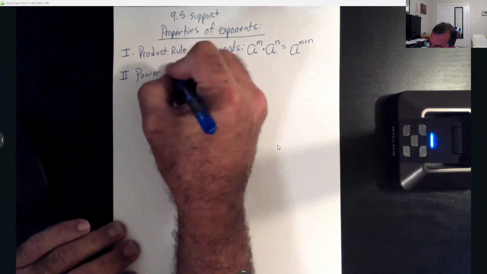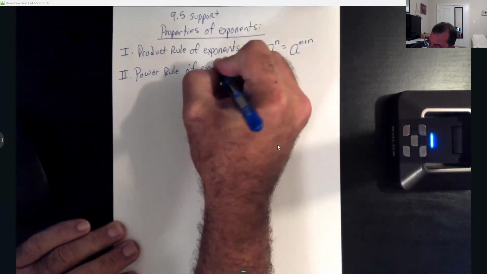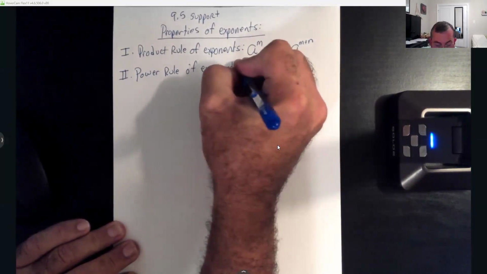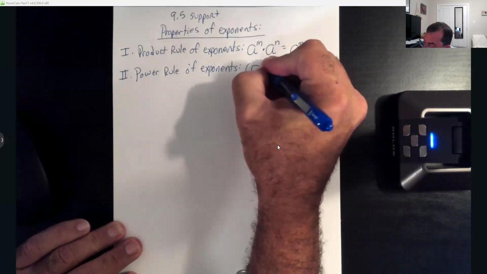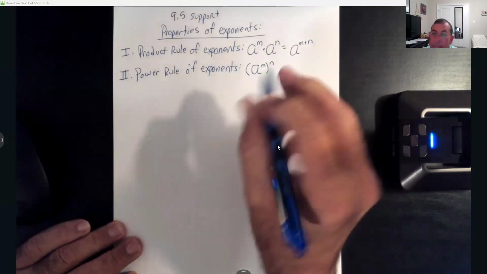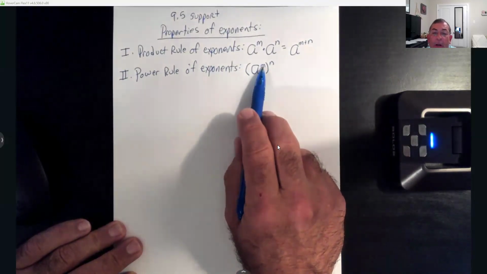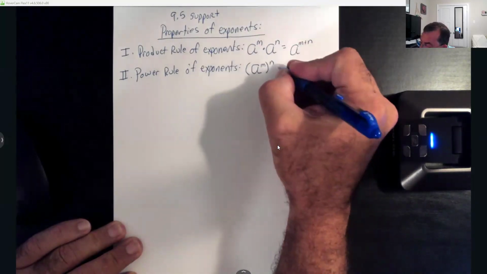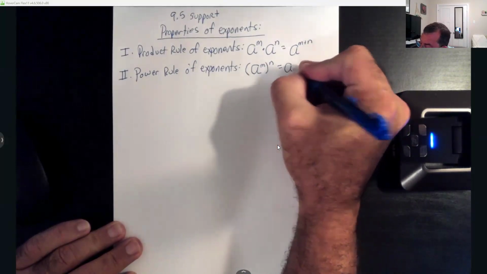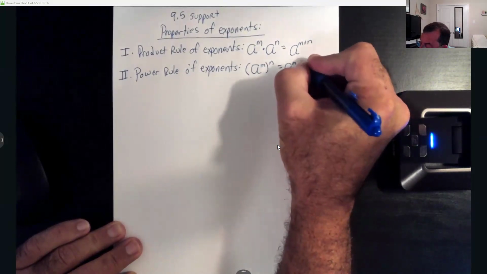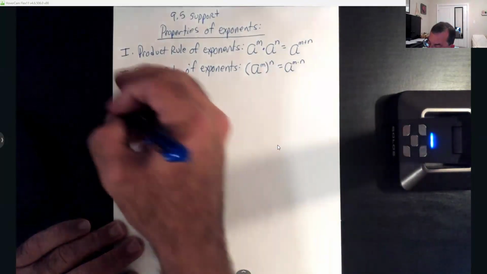All right, the power rule for exponents is when I got parentheses being used. So when parentheses are being used and you got an exponent raised to an exponent, we multiply the exponents. So this will be a to the m times n. So multiply exponents when you got parentheses being used.